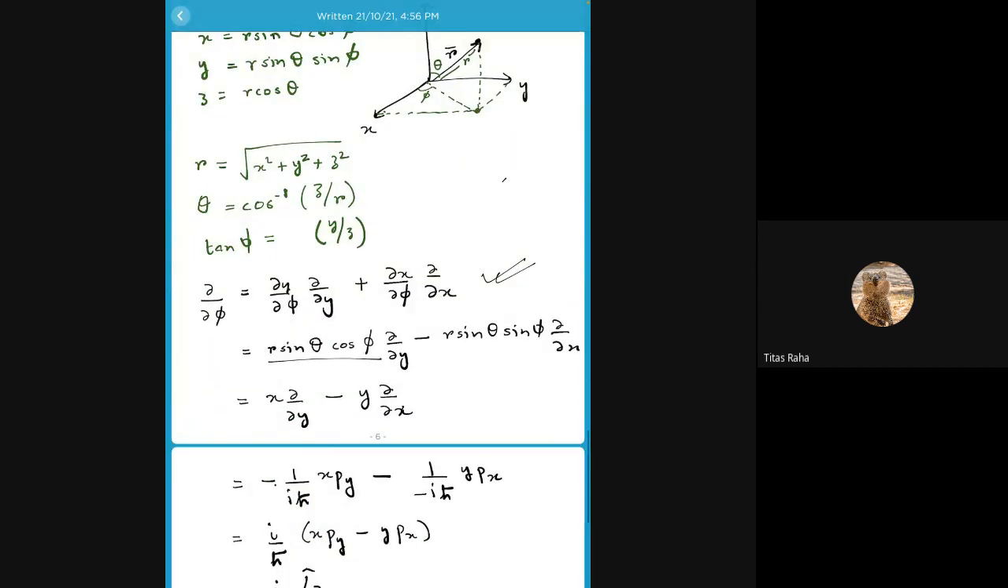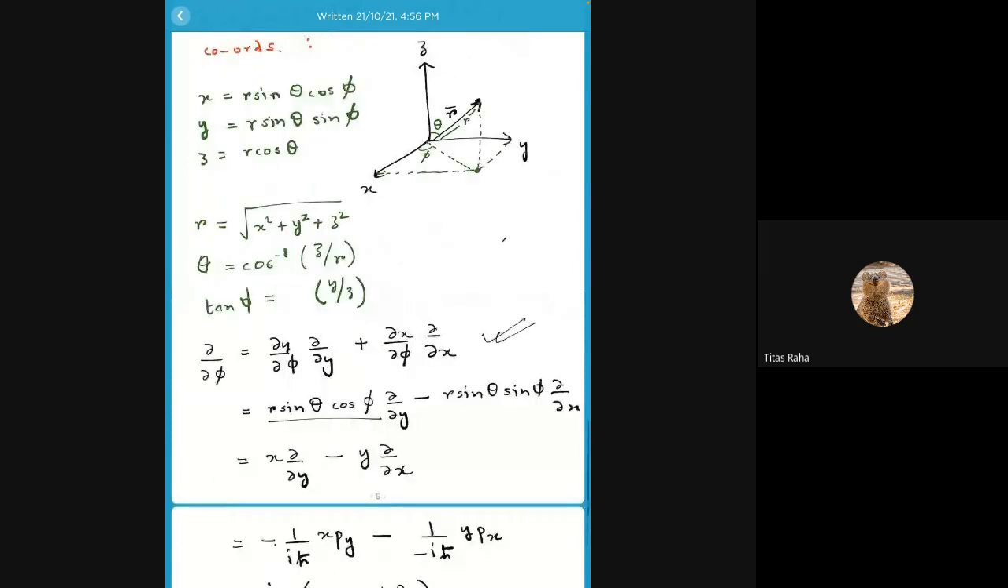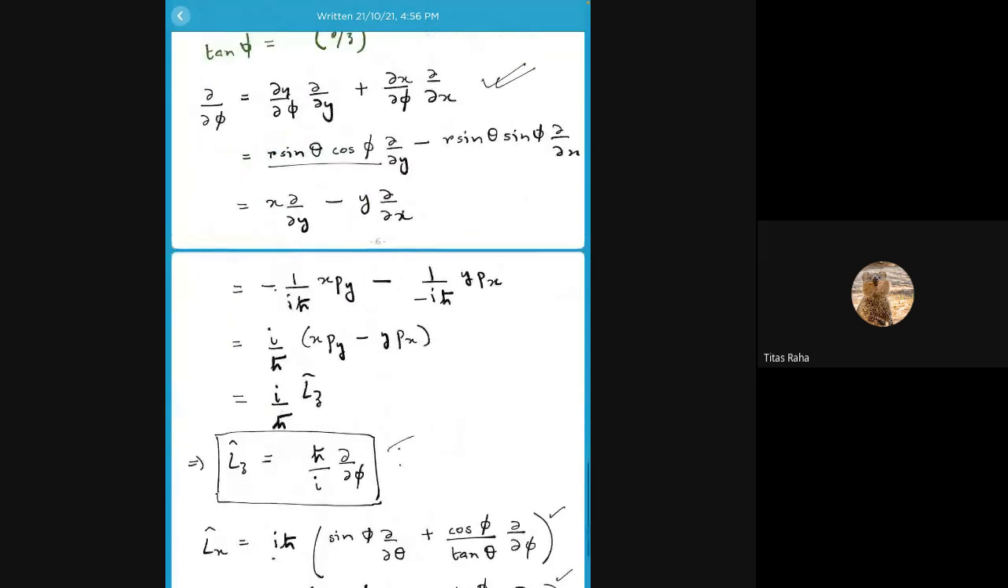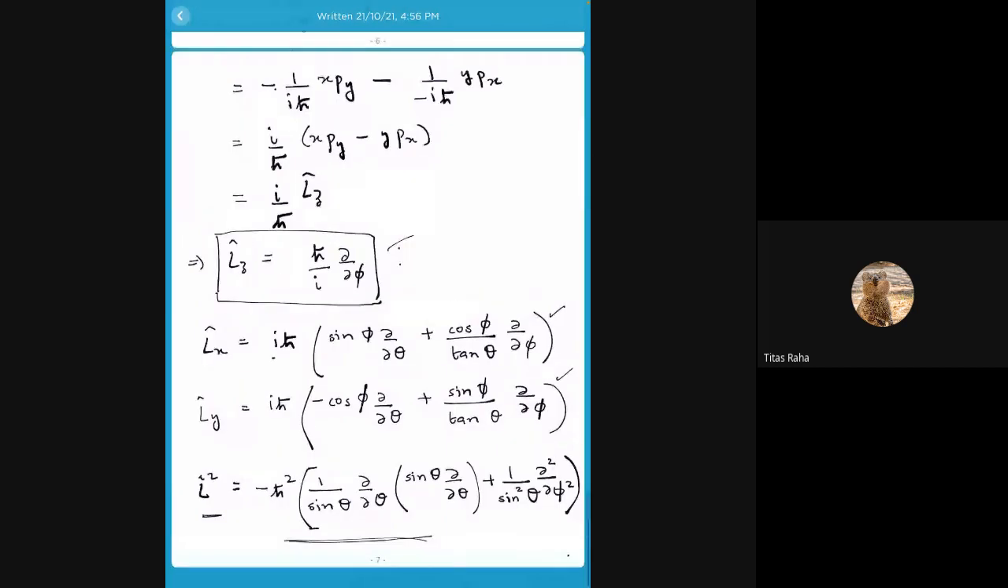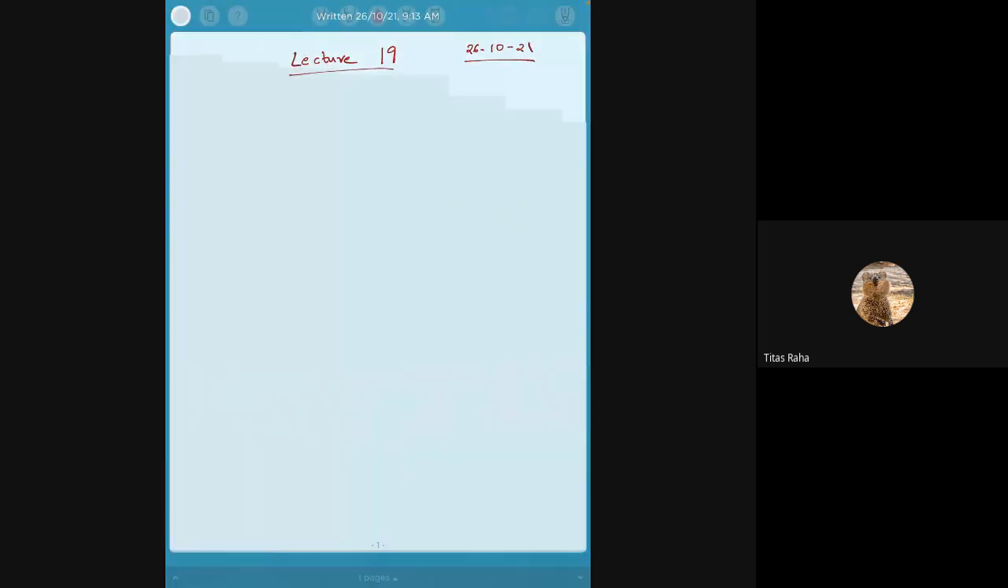We converted the angular momentum operators into their form in the spherical coordinate system, because that is what we will use to solve the hydrogen atom. And we wrote down Lx, Ly, Lz, and L square. So today we will actually do the solution for the simultaneous eigenstates of L square and Lz.